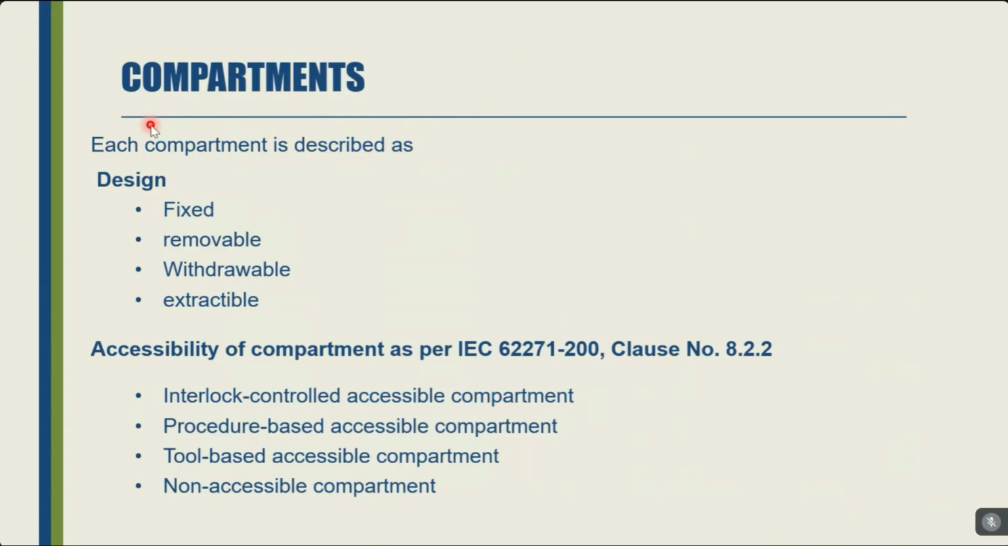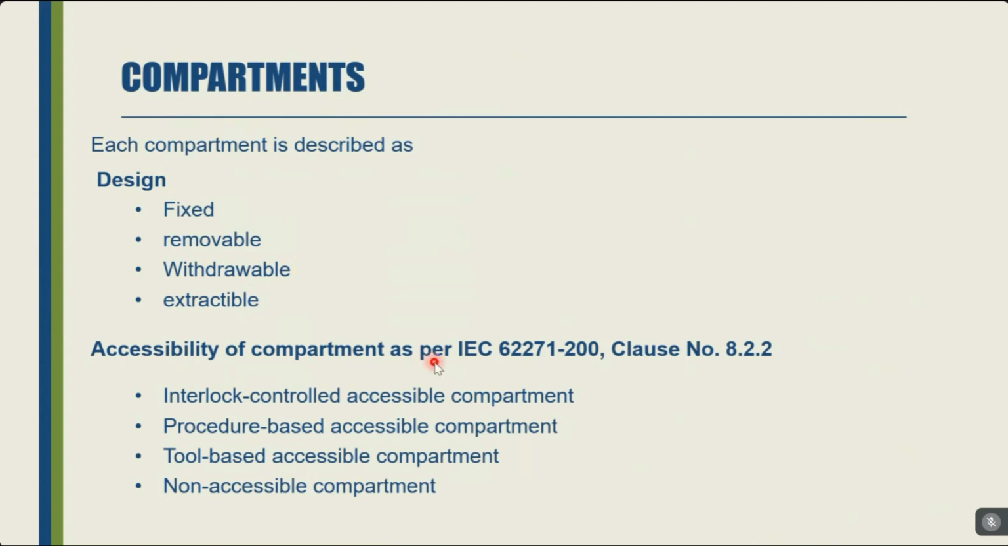So now moving on to the compartment design of a switchgear, HV switchgear. Each compartment is described, from a design perspective, as either fixed type, that is you cannot rack in, rack out the circuit breaker; removable, you can entirely remove the circuit breaker component from the switchgear; withdrawable, you can withdraw it; or extractable, where some part can be extracted.